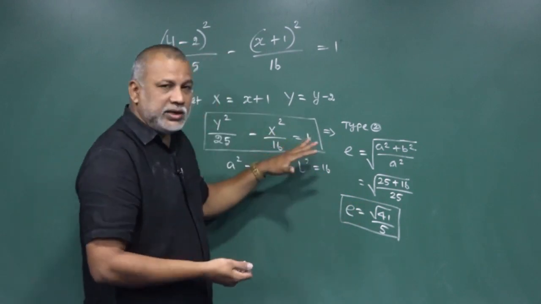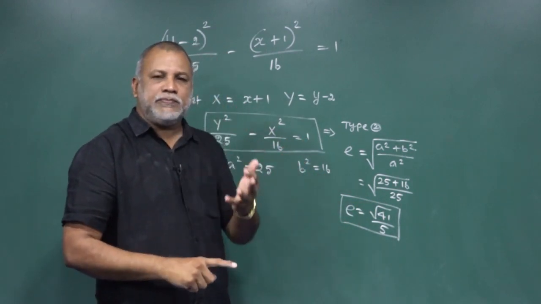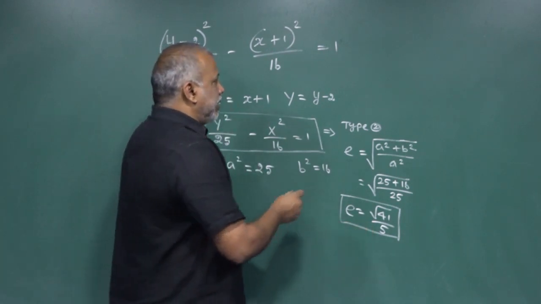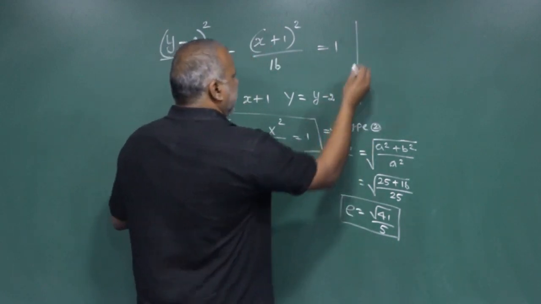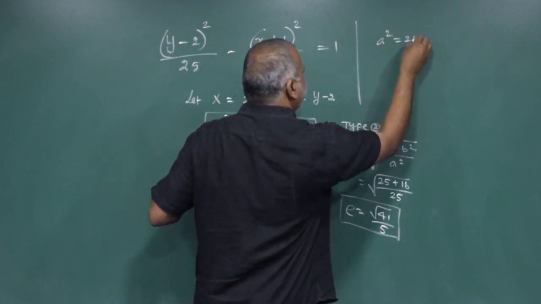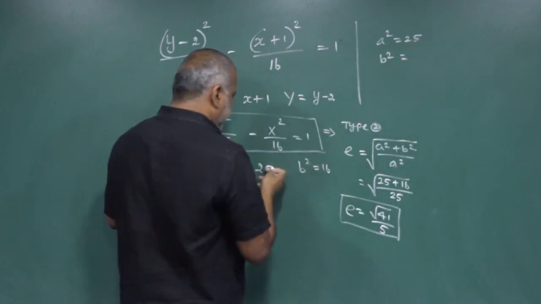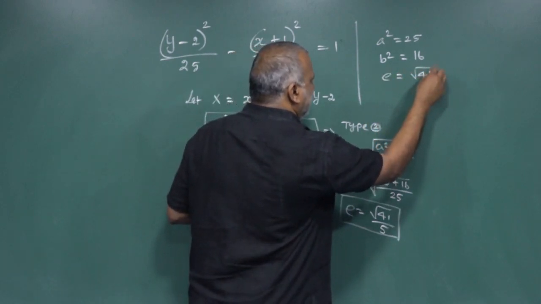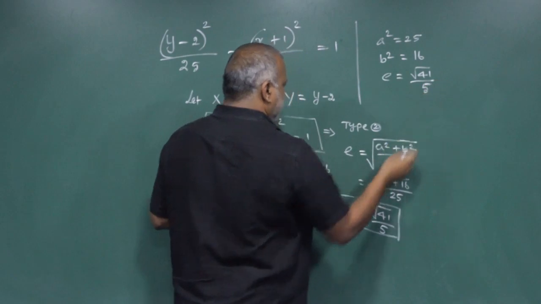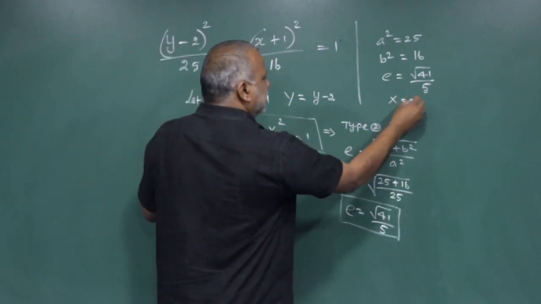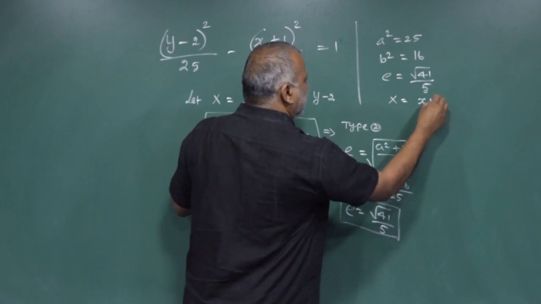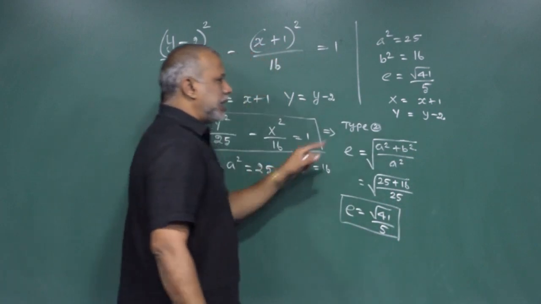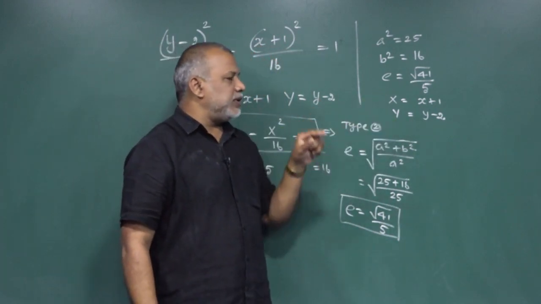So we must find which type the given question belongs to. Then we need a squared, b squared, and the value of e. We already worked these out. Take down all these results. See here, a squared equal to 25, b squared equal to 16. Then e equal to root of 41 divided by 5. Then the name of capital X: capital X equal to x plus 1. Capital Y equal to y minus 2.